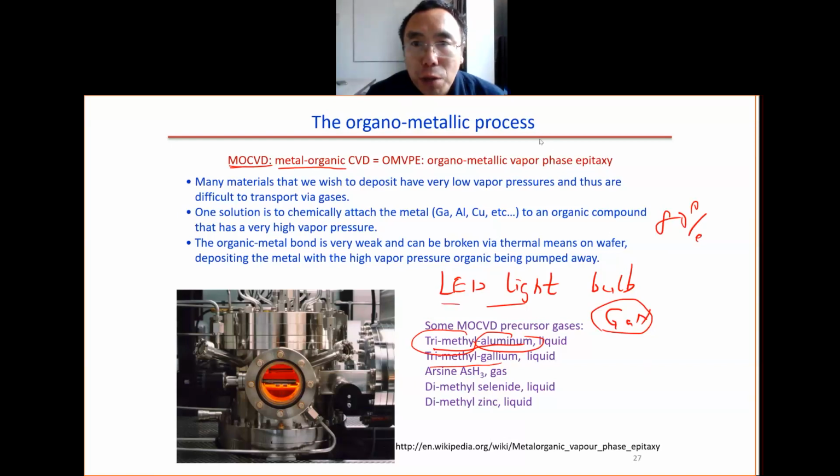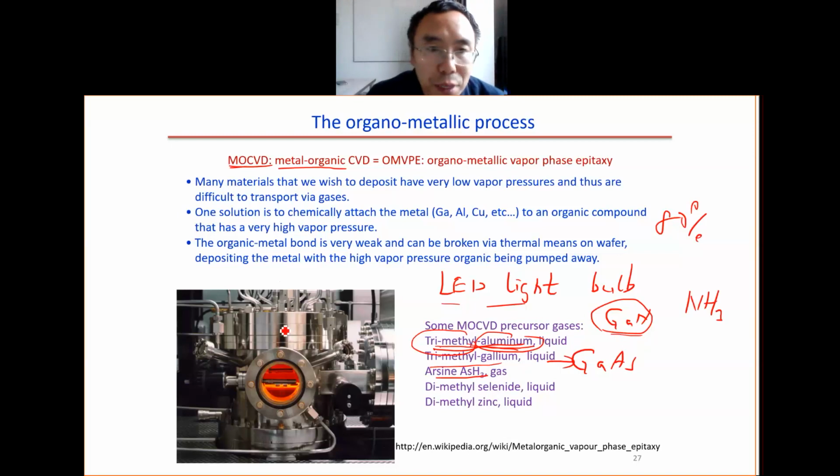For example, if we want to deposit gallium arsenide, what do you use? You use trimethyl gallium plus arsine gas to give you gallium arsenide. For gallium nitride, you use trimethyl gallium plus ammonia gas to grow gallium nitride.